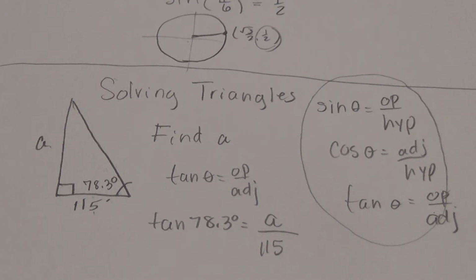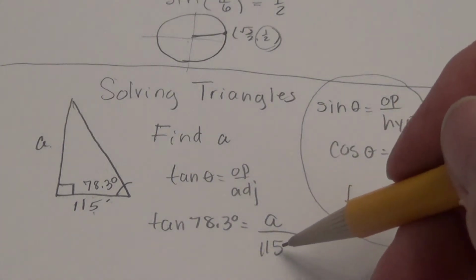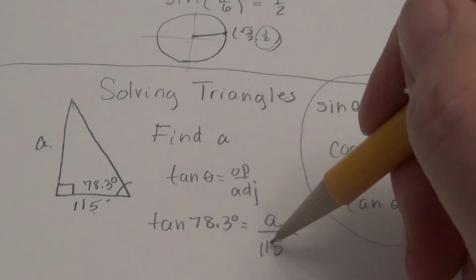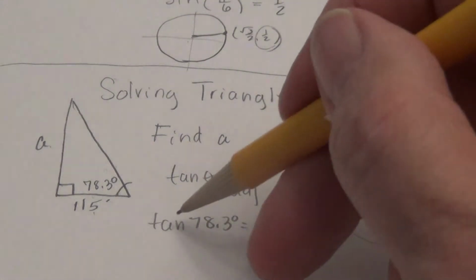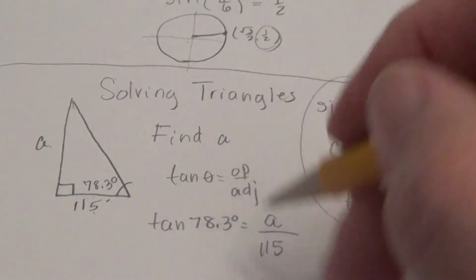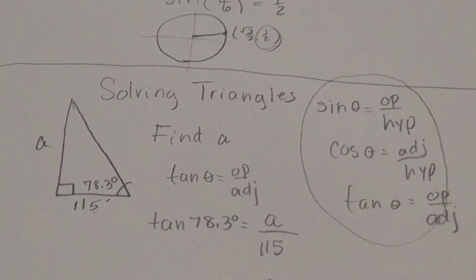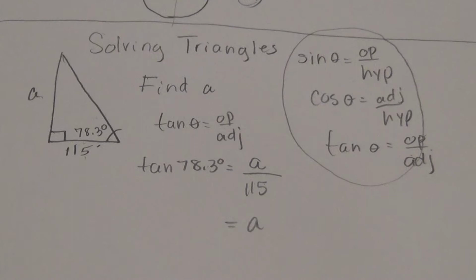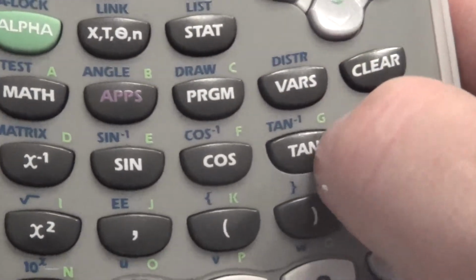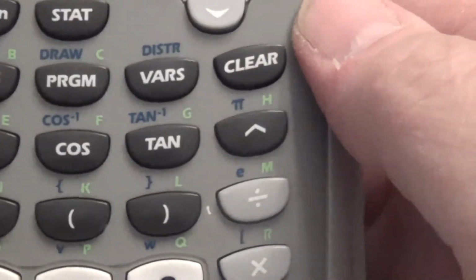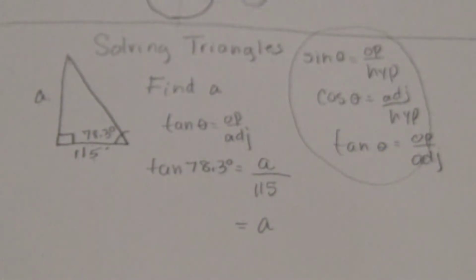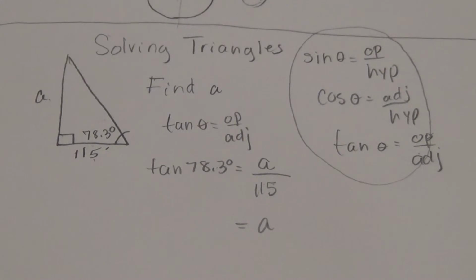Now I just use algebra to solve for the unknown. I multiply both sides by 115. So in the calculator, I'm going to plug in 115 times the tangent of 78.3. And that will be my side A. So plugging that in, tangent. Oh, I got to go back to my mode and change back to degree. I'll stay in there for this lesson, I think.